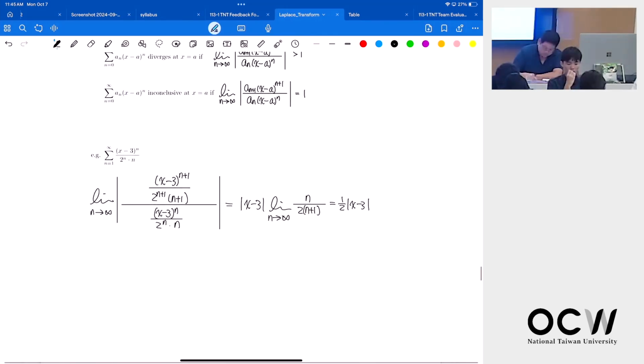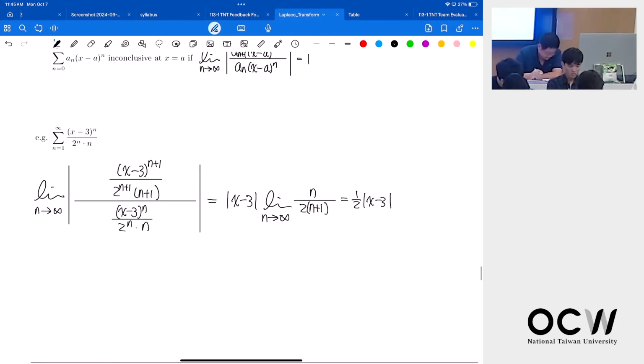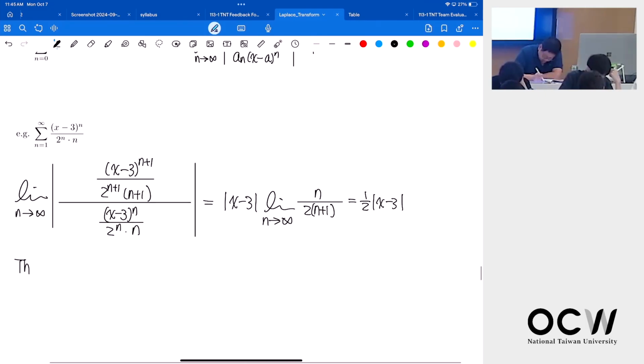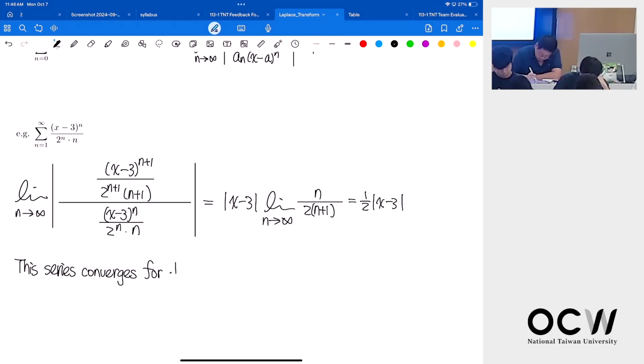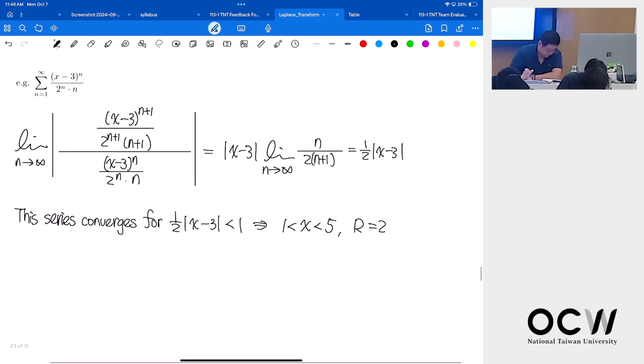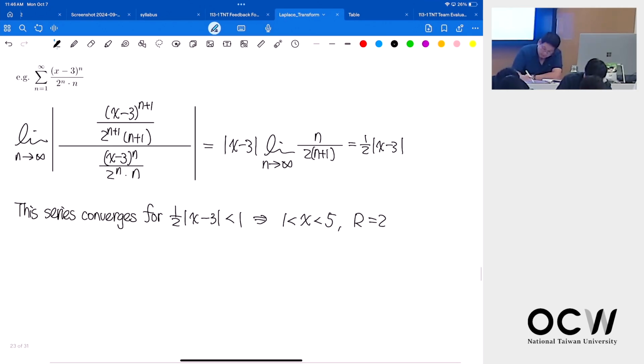So this series converges for 1/2 absolute value of x minus 3 less than 1. So we have x between 1 and 5 and the radius is 2. You can see those are the endpoints.